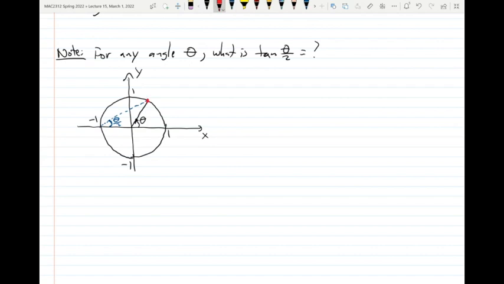Now, what are the coordinates of this point? This is the unit circle, so the coordinates of this point are cosine of theta, comma, sine of theta, right? The x is cosine, the y is sine. I'm going to drop a perpendicular here. So we have a right triangle here.